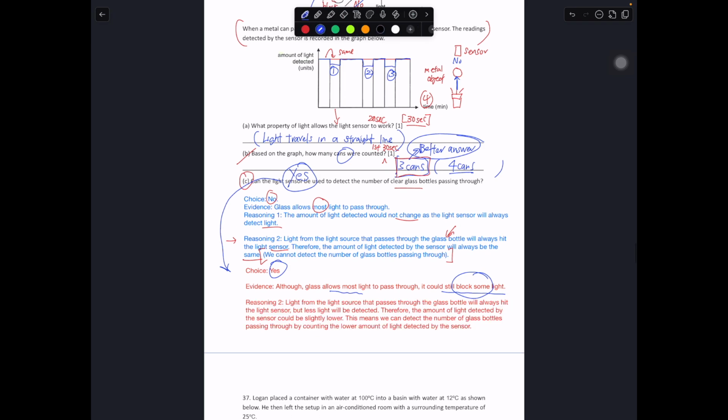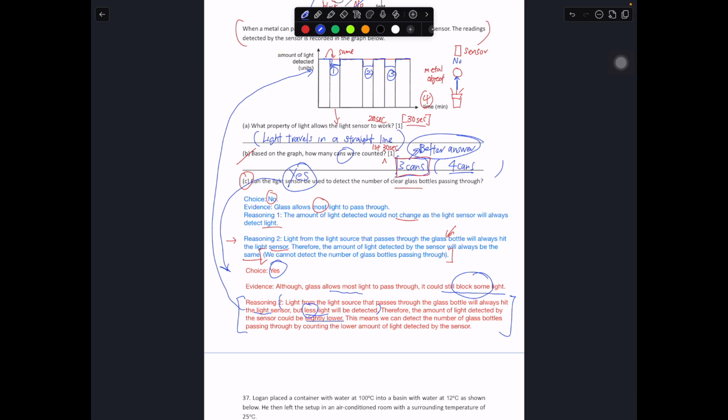So how to answer this? This is the main reasoning. Light from the light source that passes through the glass bottle will always hit the light sensor, but less light is detected. So you show some argument over here. It will always hit the light sensor, but there's less of it. This is why I draw it over here in the graph like a staircase. Therefore, the amount of light detected by the sensor could be slightly lower.